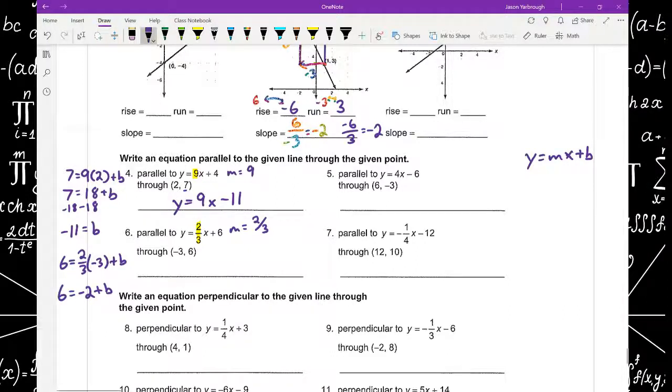equals 6. Now we got to get rid of that negative 2, so we're adding 2 to both sides. So 6 plus 2 is 8. 8 equals b. Our answer is now y = 2/3 x + 8.